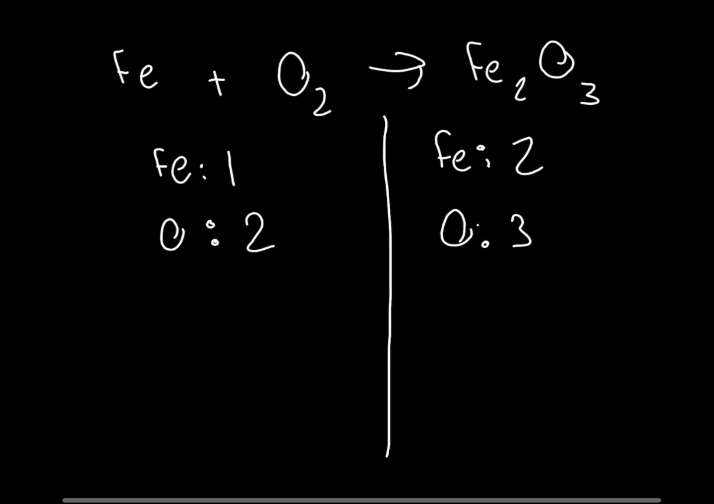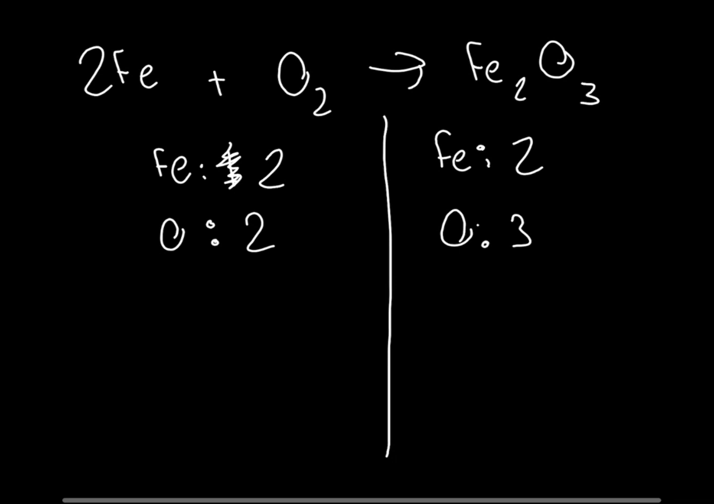Usually you want to start out balancing your metals. So we're going to balance our iron first. Well, we see that we have two irons on this side. So we're going to put a 2 here. So now our amount of iron, that's going to be 2. How do we balance the oxygen, though?